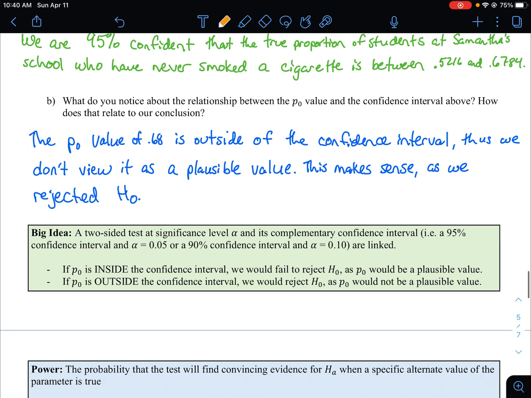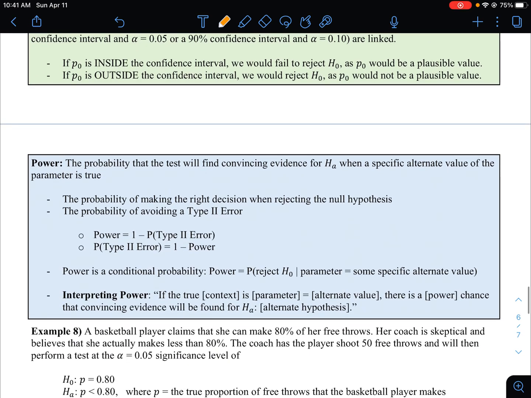Okay. And then lastly, we have a vocabulary term called the power. Now, the power is the probability that the significance test will find convincing evidence for the alternate hypothesis when a specific alternate value of the parameter is true. Okay? In other words, it's the probability that we're going to make the right decision when we reject the null hypothesis, which in turn means it's the probability of avoiding a type 2 error. So, algebraically, the power is equal to 1 minus the probability of a type 2 error, or conversely, the probability of a type 2 error is 1 minus the power.